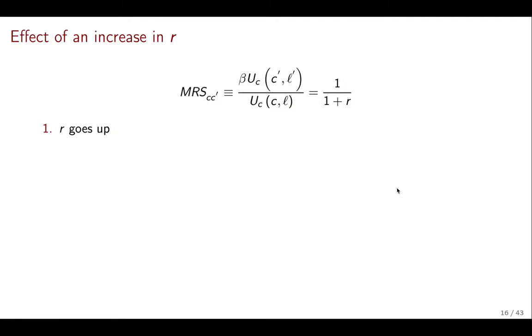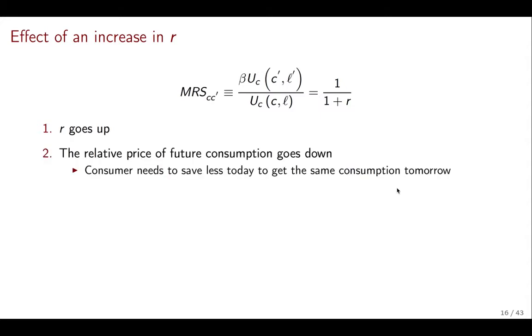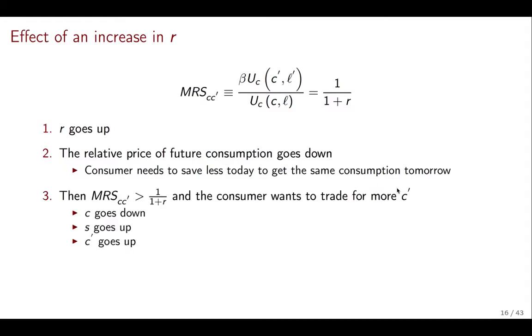And that's where you find your optimum. So this is going to be useful because now, with this marginal rate of substitution equation, we can think about the effect of the interest rate going up. So imagine R goes up, then the relative price of future consumption is going to go down. The consumer needs to save less today to get the same amount of consumption tomorrow. So saving now becomes a better idea.